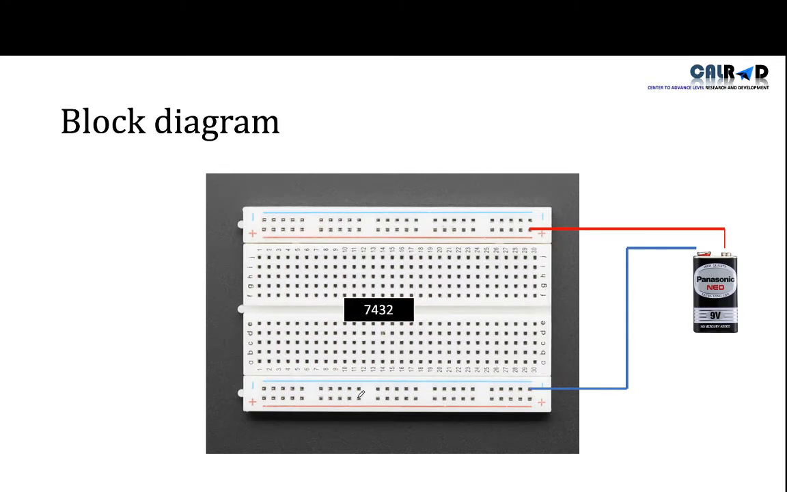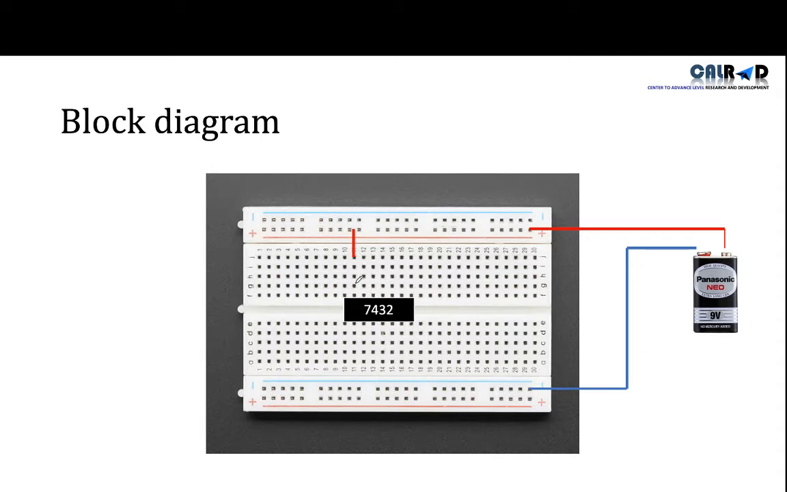Now, before starting any experiment we have to draw the block diagram. So let's start drawing the block diagram. First of all, we have to connect. It's not necessary that you connect the battery at this stage, but you can connect the terminal wires only: the positive terminal wire with the positive row and the negative terminal wire with the negative row, and we have to connect the 7432 IC on the board.